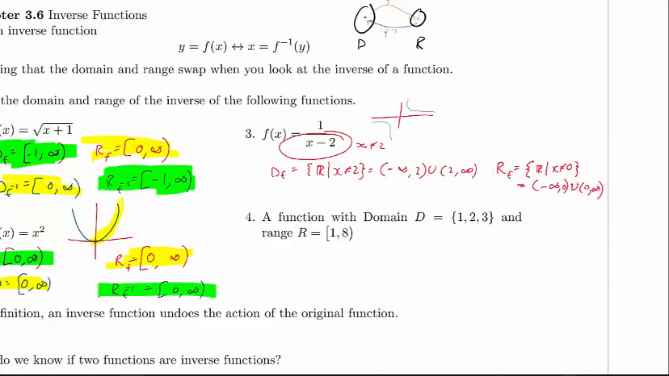Now what about the inverse? Well, the domain of the inverse is going to be all real numbers except for 0, just like we've talked about before. And then the range of the inverse, well, that's going to be all real numbers except for 2.